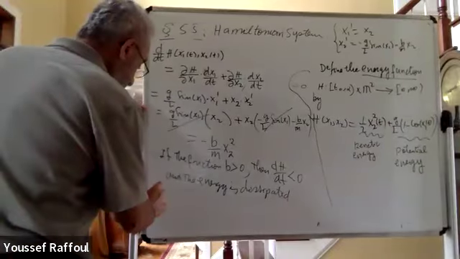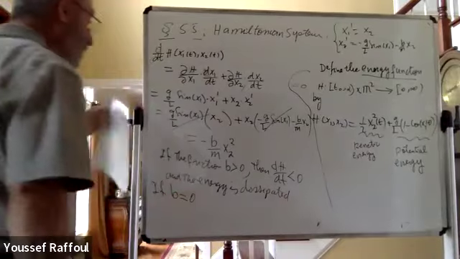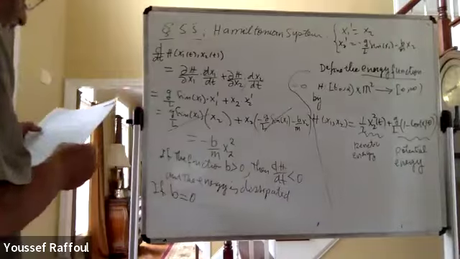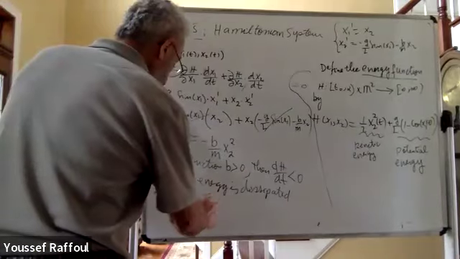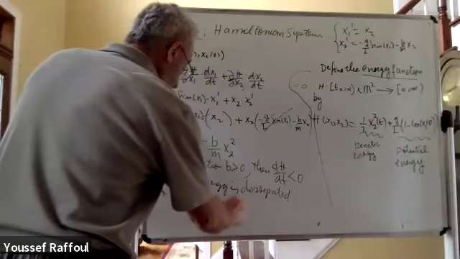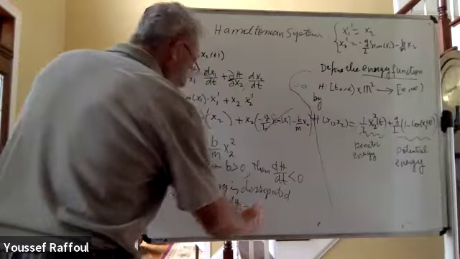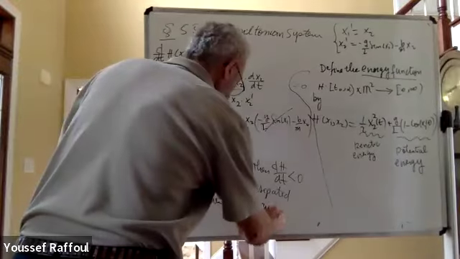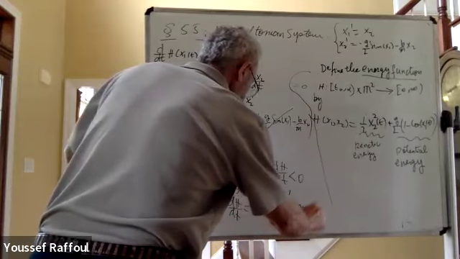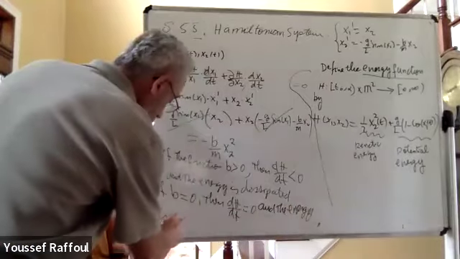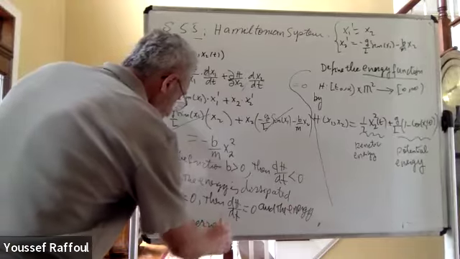On the other hand, now if B is 0, there's no friction, then dH over dt is equal to 0, and the energy is conserved. Okay?